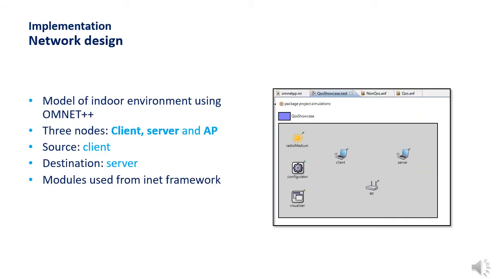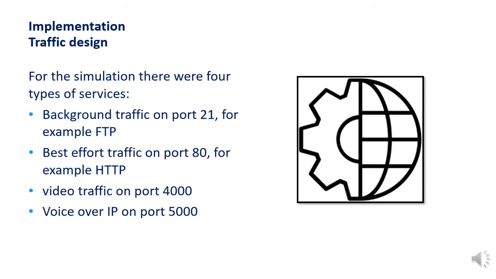Furthermore, this slide indicates the implementation of the network design using Omnet++ software. This network model includes 3 nodes: client, server, and access point. The source of the traffic comes from client side, and the server is the destination of this traffic. Moreover, the access point is the mediator between both client and server, and to model this network, I have used INET framework modules.